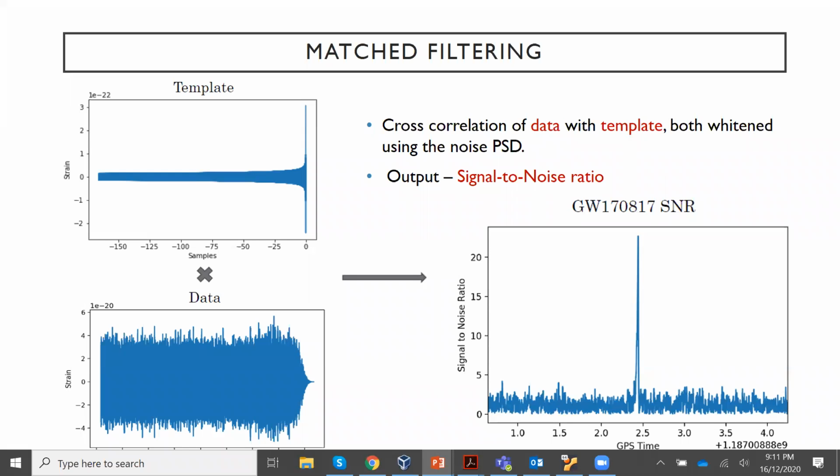And the result of this cross-correlation is the signal to noise ratio that you can see here in this plot. This is the SNR for the GW170817 event, which is the very first binary neutron star event that was detected by LIGO. This is a very sharp peak, and you can see that this was a very loud event with a very high signal to noise ratio.